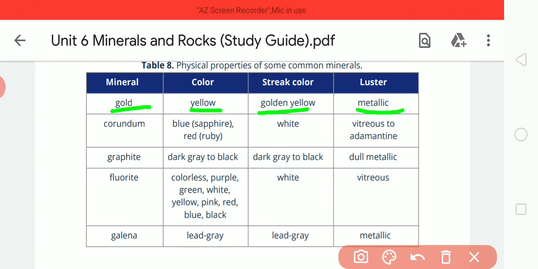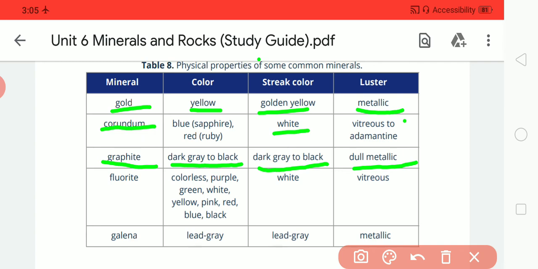So metallic luster. Now the corundum, its color is usually blue for sapphire and red for ruby. Streak color, white. Luster, vitreous to adamantine. Graphite, dark gray to black. Its streak color is the same as its physical color, from dark gray to black. Then it has a dull metallic luster.